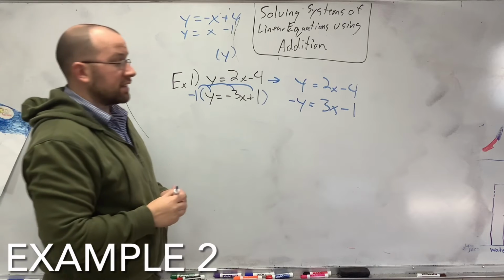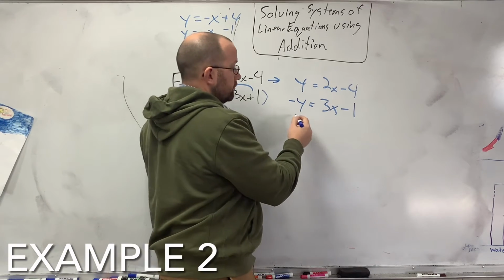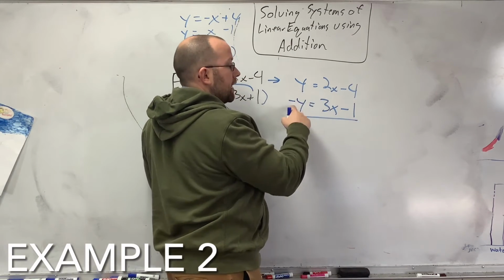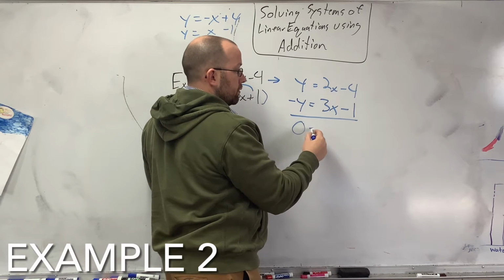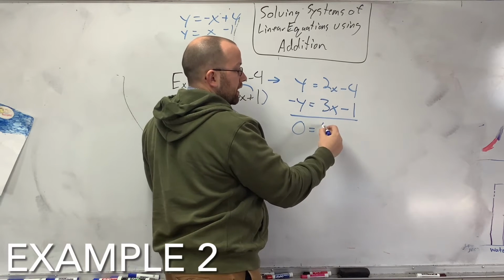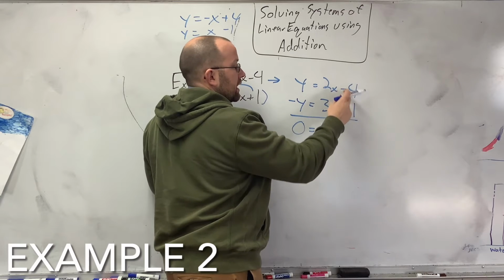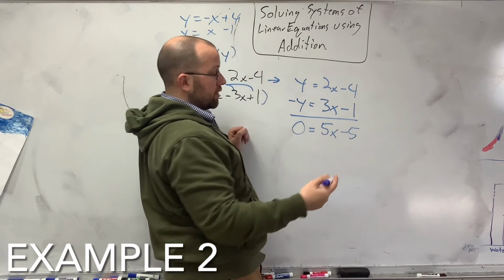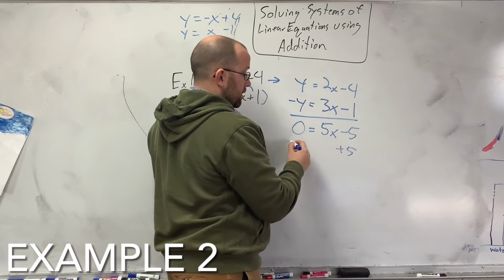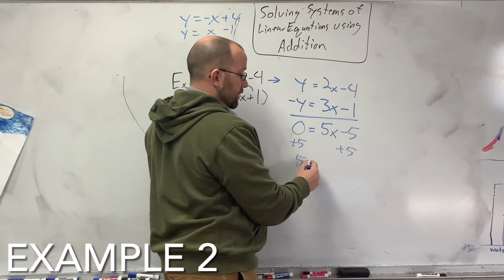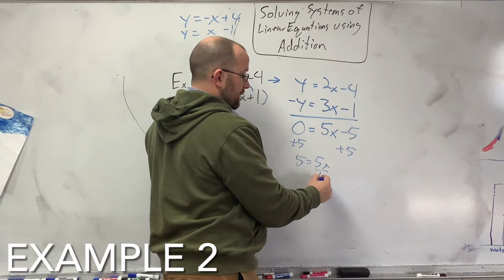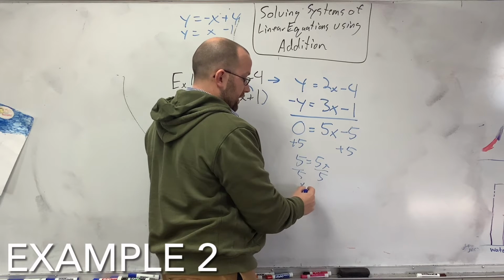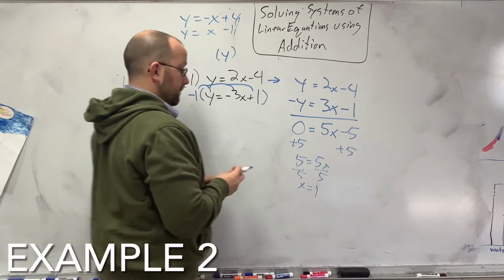Now, I add them together. Y minus y is 0. 2x plus 3x is 5x. Negative 4 minus 1 is negative 5. And now I just solve. Plus 5, 5 equals 5x. Divide by 5, divide by 5, x equals 1.